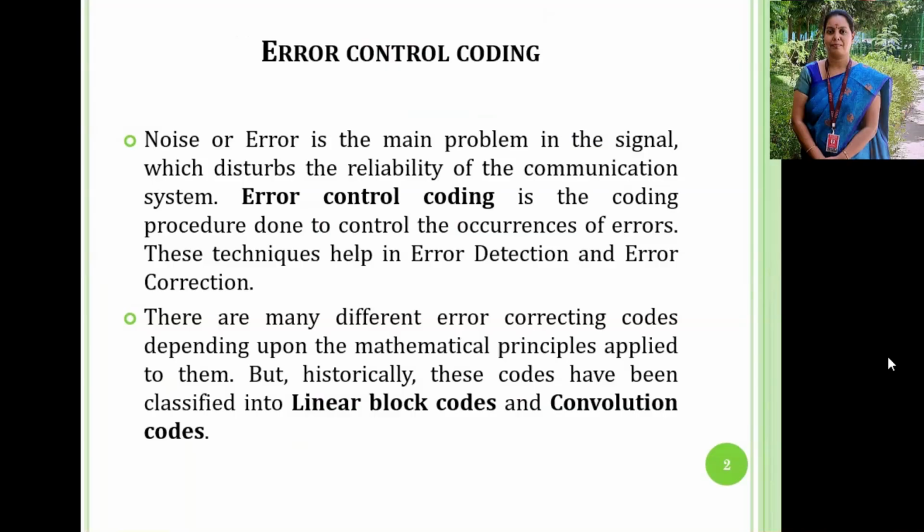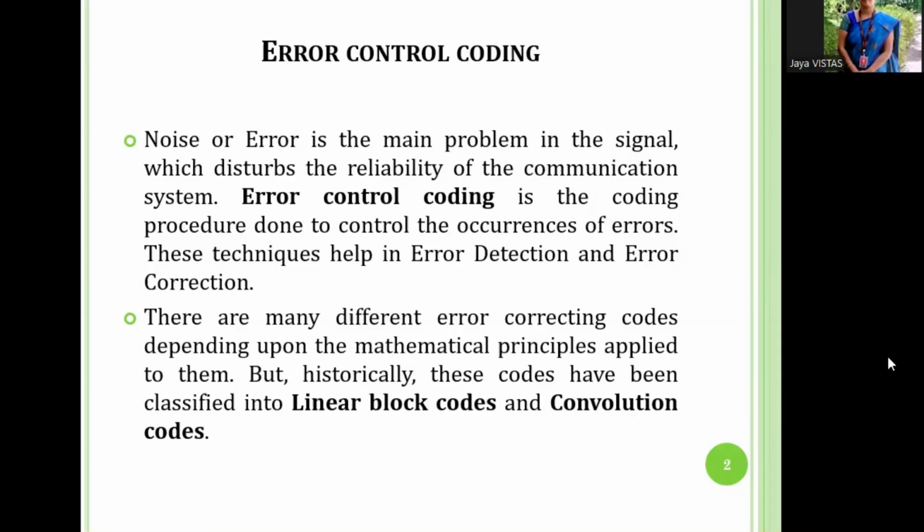Normally, in a transmission and reception system, error and noise are the main problem in the signal. Once we are transmitting the signal from transmitter to receiver, in between some noise and errors will occur. This is the main problem in the signal. It disturbs the reliability of the communication system. So error control coding is a coding procedure to control the occurrence of errors during the transmission. These techniques help in error detection and error correction.